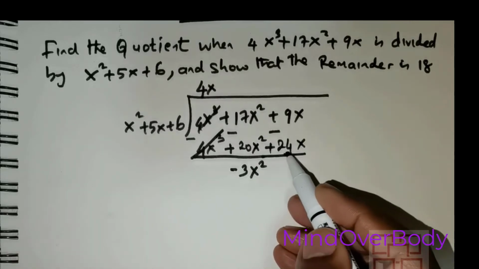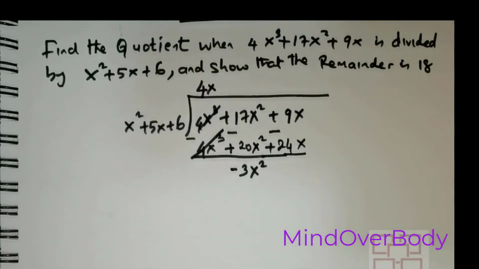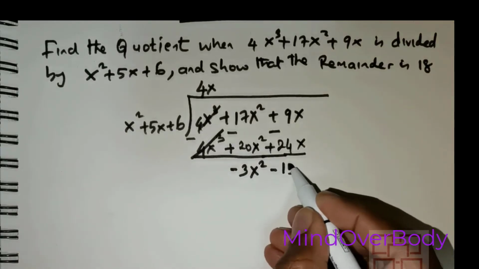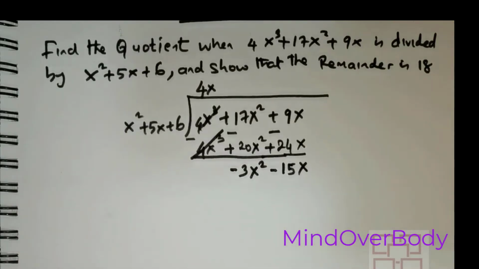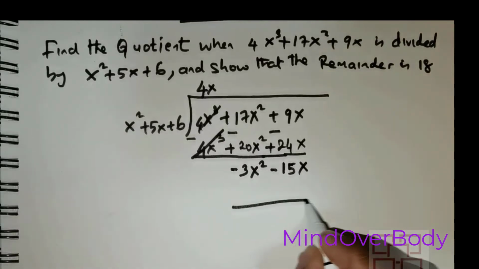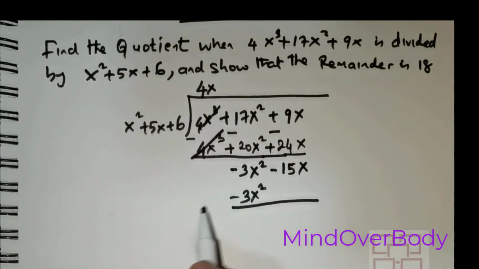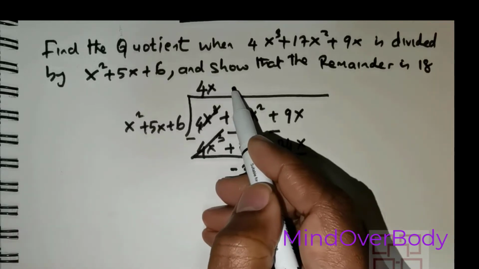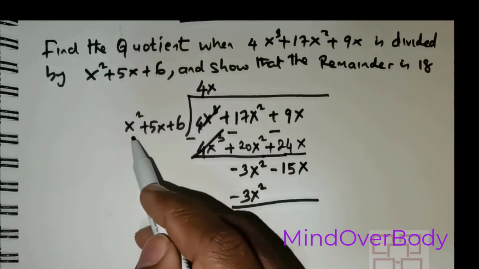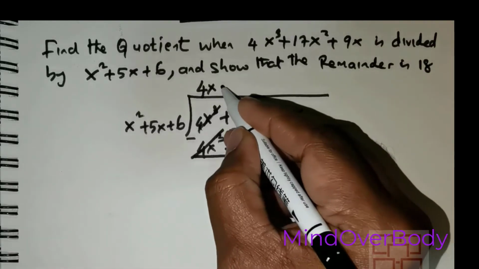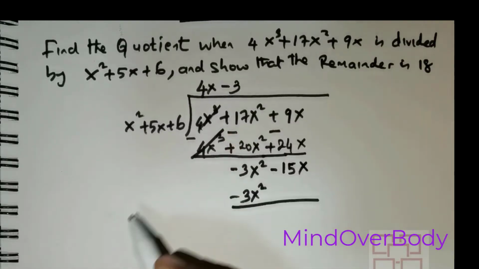Now 9x minus 24x, so that is going to be negative 15x. Okay. Now what you need to do is draw a line and then place negative 3x squared. Now you have to figure out what number you're going to be placing here, so that number multiplied with x squared would give me negative 3x squared. So clearly that quantity has to be negative 3.